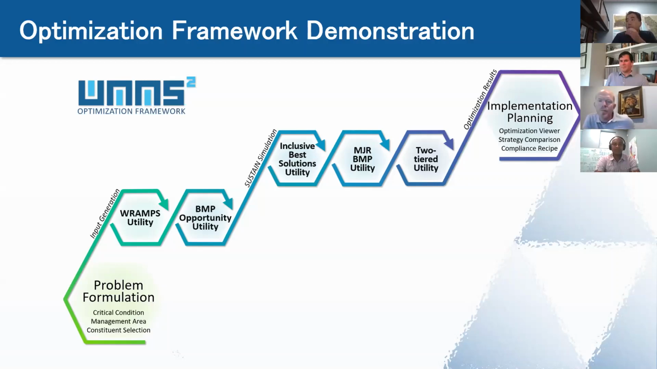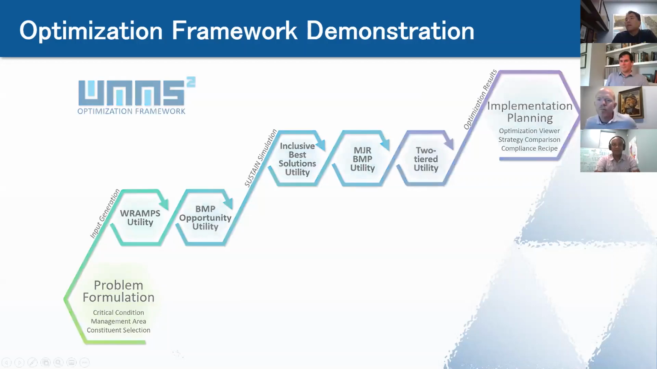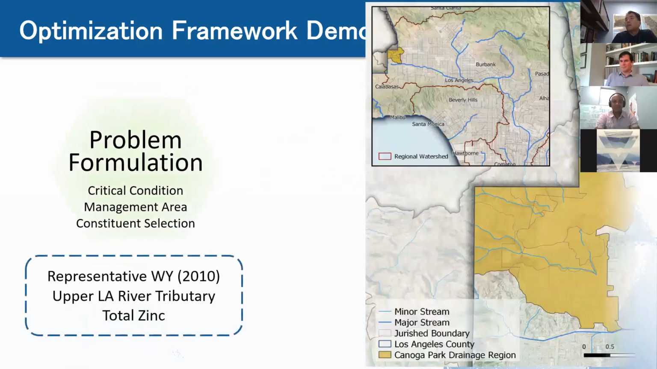So with that, I'm going to start with the problem formulation aspects of the demonstration, where we're going to look at the what, the when, and the where. We're going to choose a representative water year, which is water year 2010, and a tributary in the Upper Los Angeles River, and we're going to assess total zinc. On the right-hand side is a small case study that we chose for this demonstration, where we've got a dozen or so jurisdictions picked out.